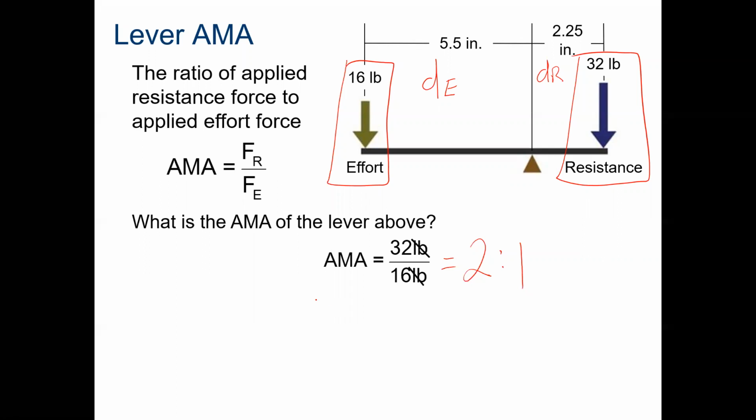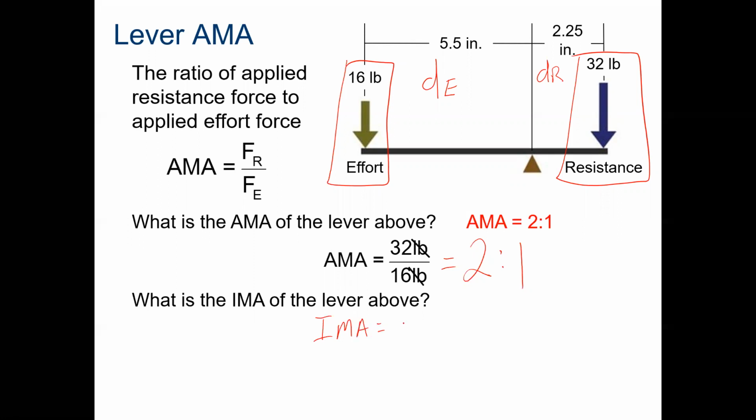All right, so let's talk about IMA. So what is the IMA of the lever above? I'll let them do that, but I'll write this time. So IMA is equal to dE over dR. So in this case, dE is 5.5 inches divided by 2.25 inches. And since those cancel, I get a ratio of 2.44 to 1. So my IMA is equal to that. They're not the same.